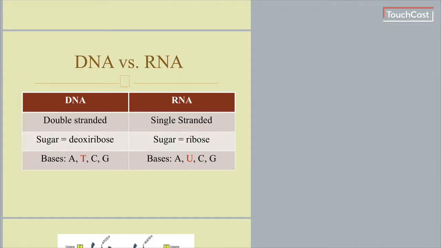Now, though DNA and RNA sound very similar, there's quite a few differences between these two molecules. DNA, for example, is double-stranded, the sugar it's made of is deoxyribose, and it has a different base. So DNA is A, T, C, G. Now, if we look at RNA, RNA is single-stranded, its sugar is merely ribose, and instead of that T base, it has a U. That U then stands for uracil.